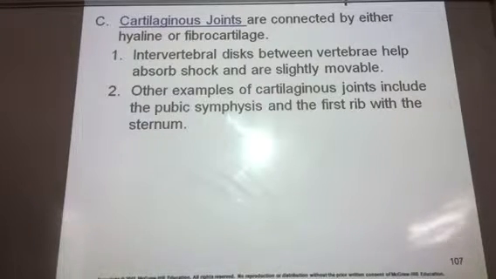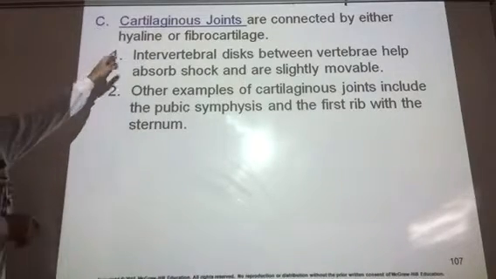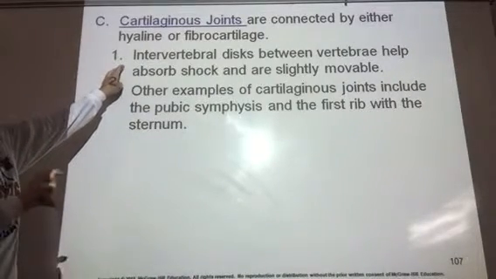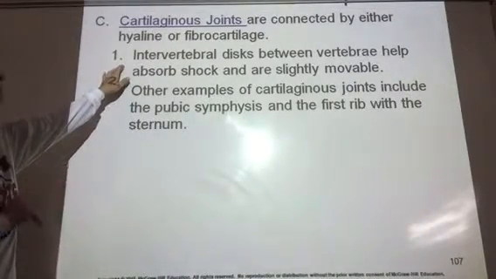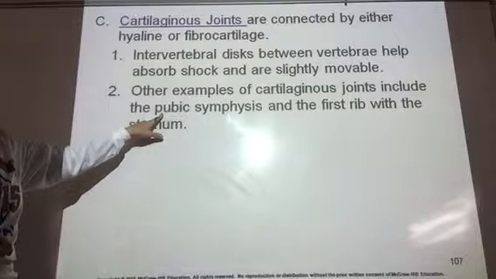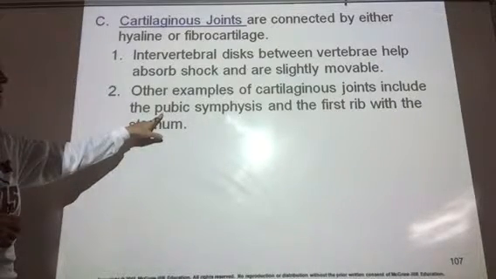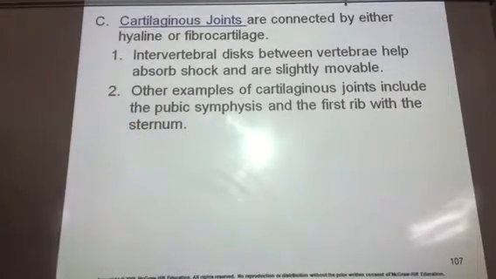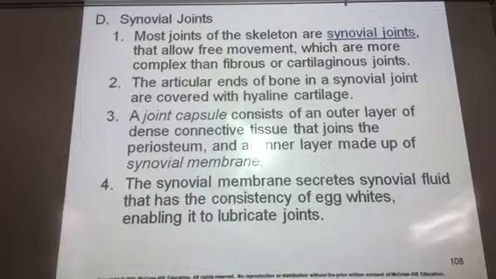Cartilaginous joints, hyaline and fibrocartilage are the main ones. Intervertebral discs help to absorb shock, protect one vertebra from the next. The pubic symphysis, the one that is in your hip, would be another. And then there's cartilaginous joints between the first rib and your sternum. That one's not probably so important.